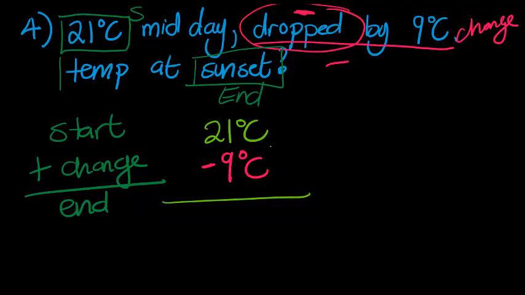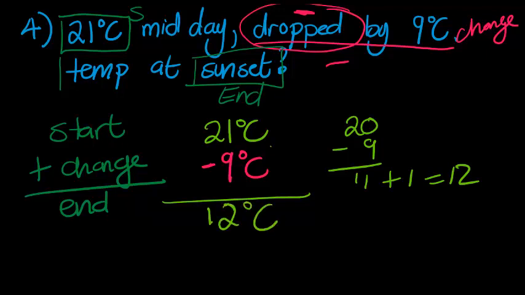So what do we say? 21 minus 9 degrees. How do I do this? I'll quickly take you through it. So what I say is, I'm going to say 20 minus 9 is 11, plus the 1 that's left over gives me 12. So the answer here, 21 minus 9 is 12 degrees Celsius. That's my final answer. I started at 21 degrees. It dropped by 9 degrees. So now it is 12 degrees.